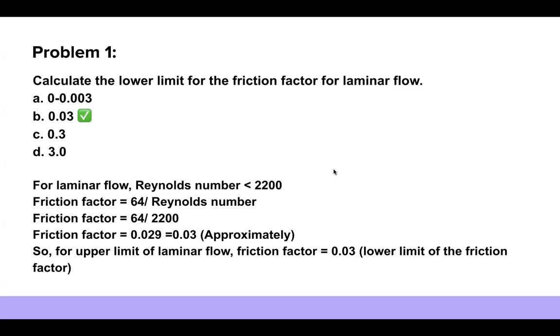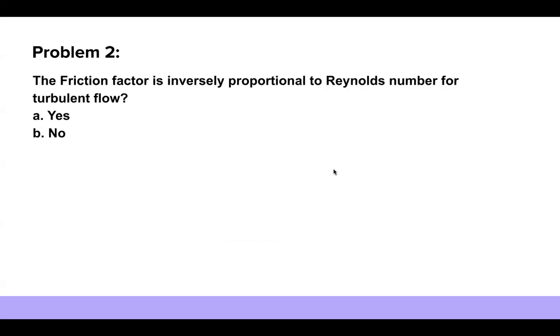Now moving on to the next question. Yeah, the answer is B. Yes, you're right, Ramesh Chandra. Yeah, the answer is right. Next: the friction factor is inversely proportional to Reynolds number for turbulent flow. Yes or no? It's a quick question. You can give the answer in the chat box.